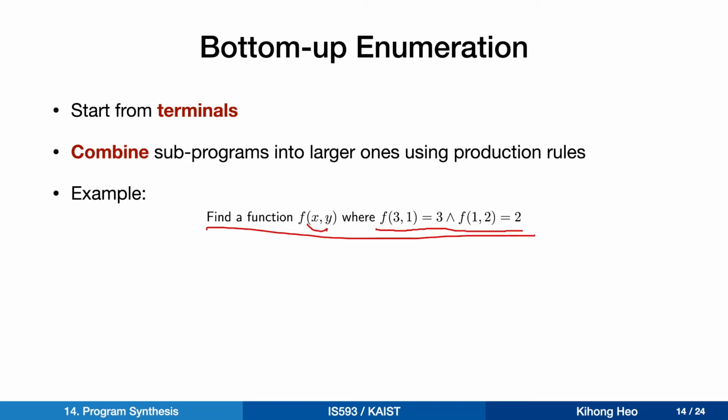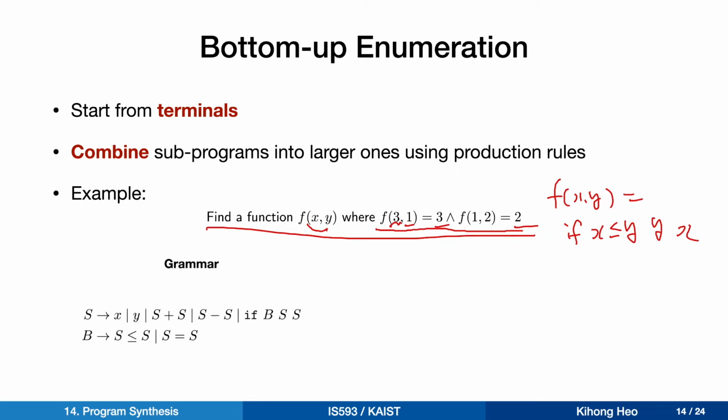Intuitively, what is the solution? This specification describes that if x is larger than y, then x, otherwise y. So f(x, y) is equal to if x is smaller than y, then y, otherwise x. Does that make sense? So the synthesizer tries to find this solution throughout the same grammar.